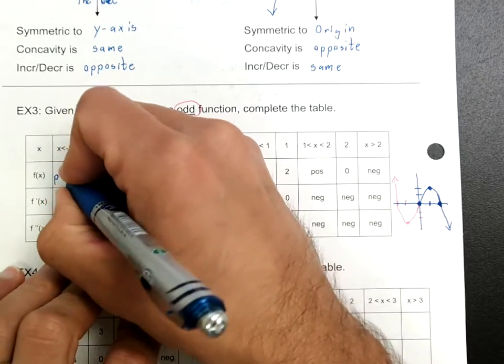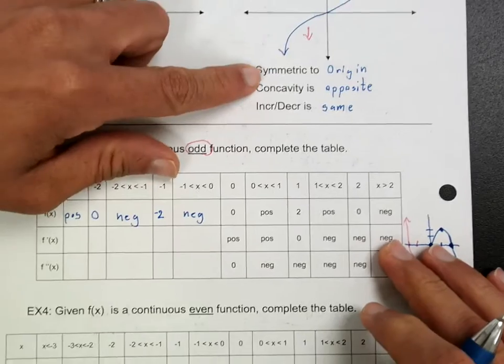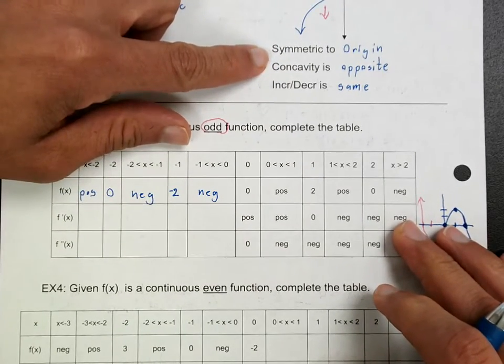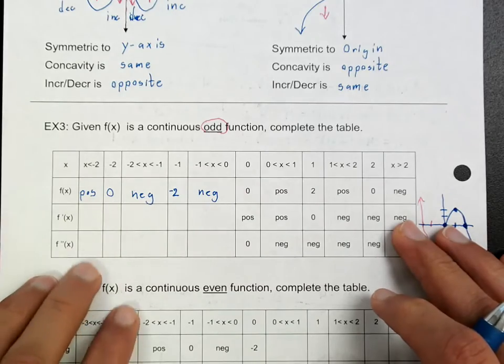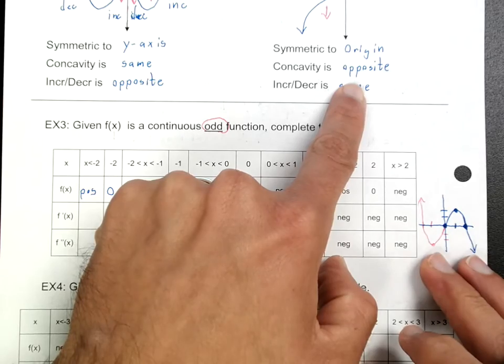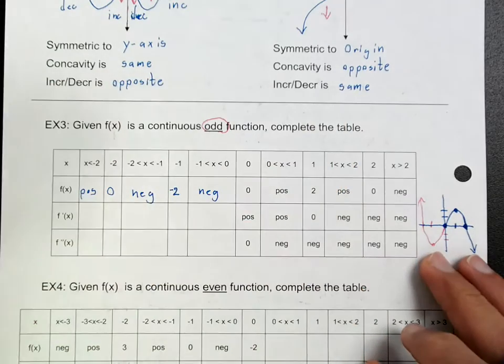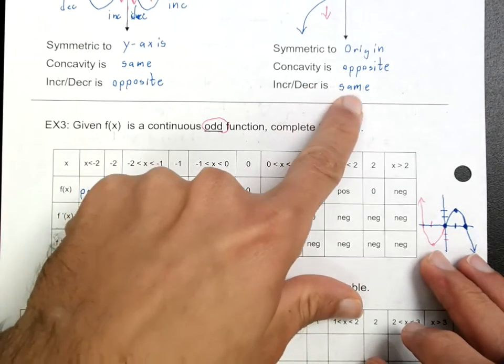So again, notice that this is following this pattern. Notice that this is going to be positive. All of these are opposite right here. The concavity, notice that it's telling me the concavity is going to be the opposite. So we already know that. But let's take a look. Okay, so I'm sorry, the concavity. Let's go to increasing and decreasing. Notice it's the same.